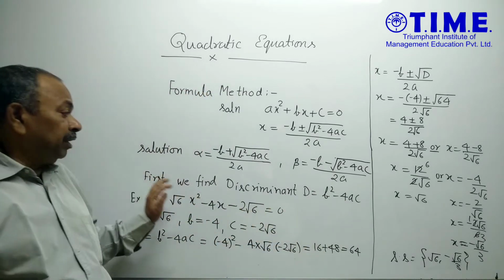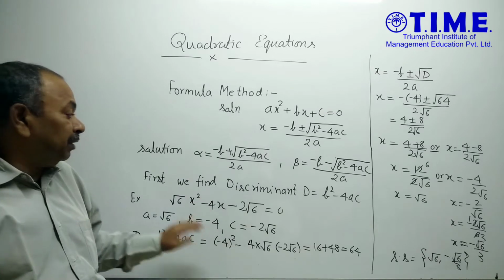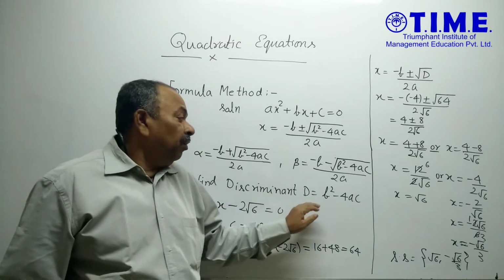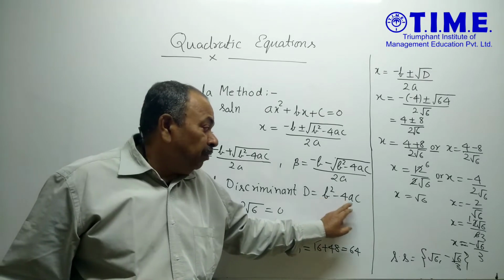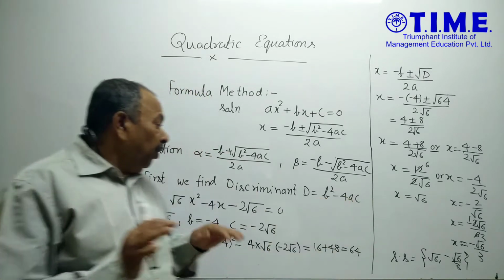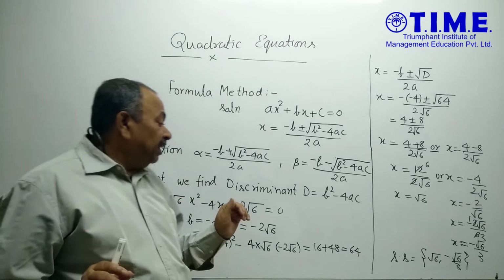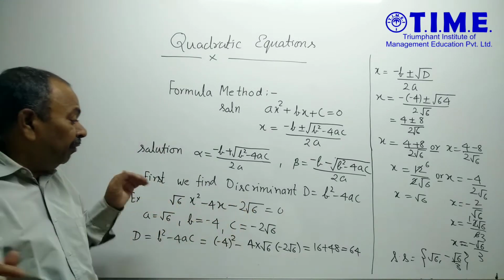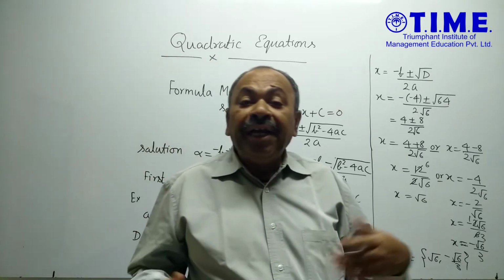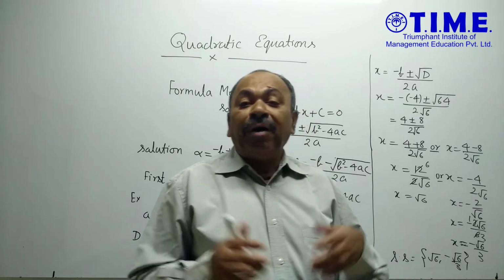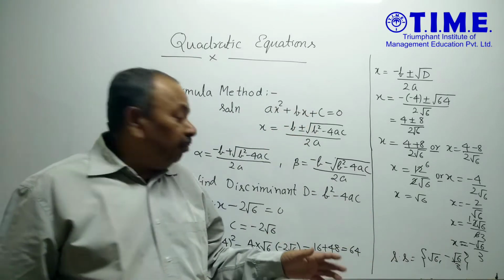To solve this equation, we divide the solution into two parts. First we find the discriminant. What do we say is the discriminant? D is equal to b square minus 4ac. We are going to discuss a very important example, where the numbers are in the form of surds. Why are we discussing this example? Mostly equations in surd form create problems for students. Multiplication, addition and subtraction in surds create problems for students.